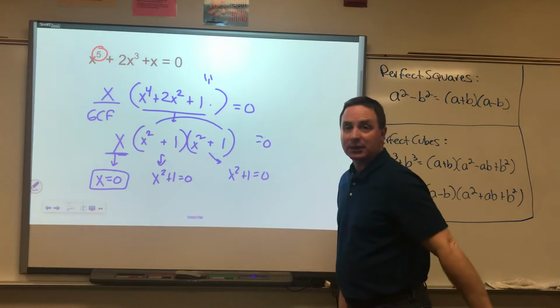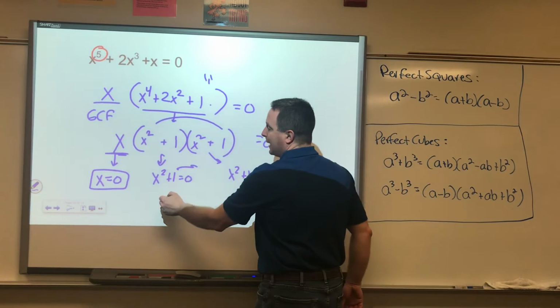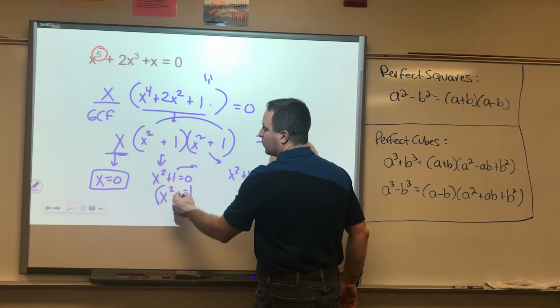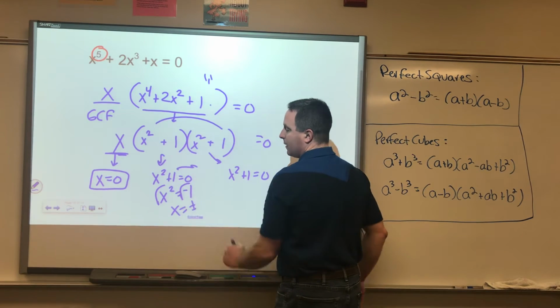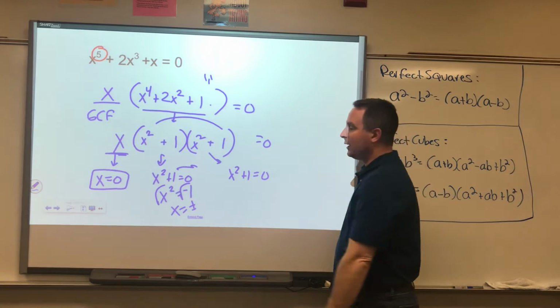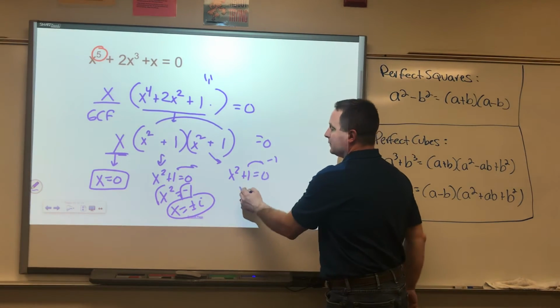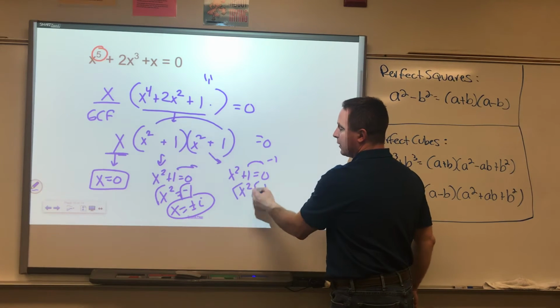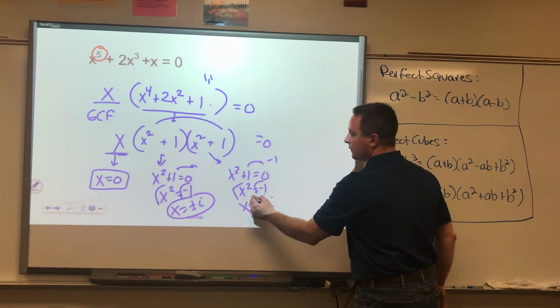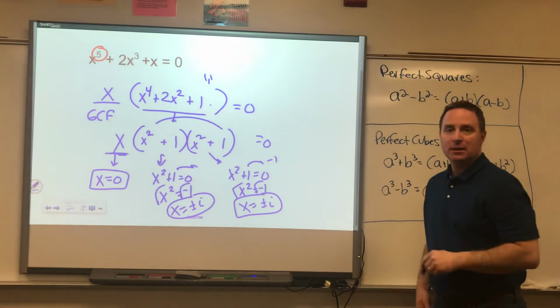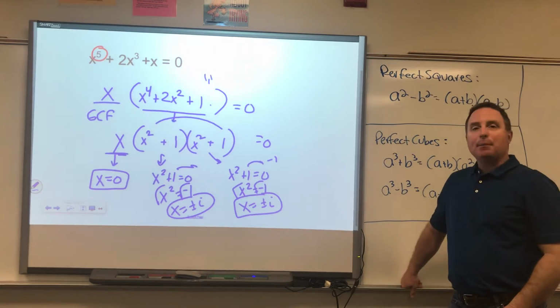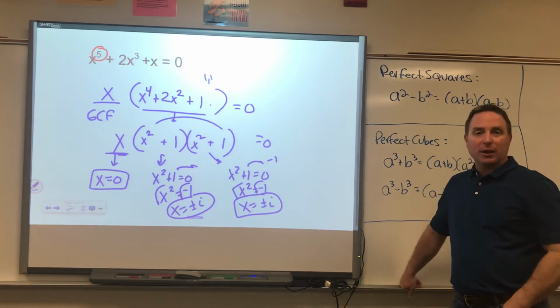We're going to get the same answer. But if I subtract 1 and square root, the square root of negative 1 is i. And the same thing's going to happen over here. If I square root, I get x equals plus or minus i. Okay, so I get a couple repeats. There's one where that's a double root.